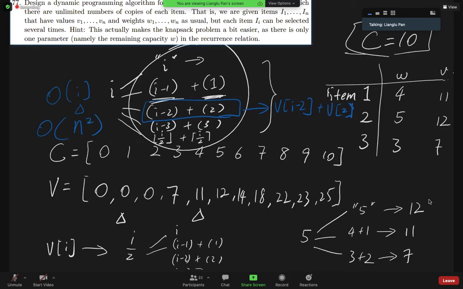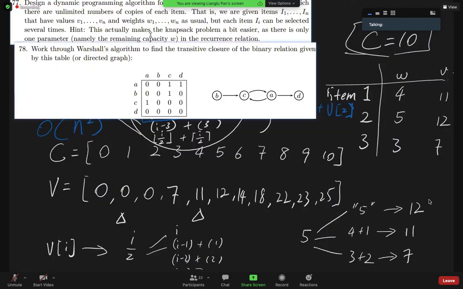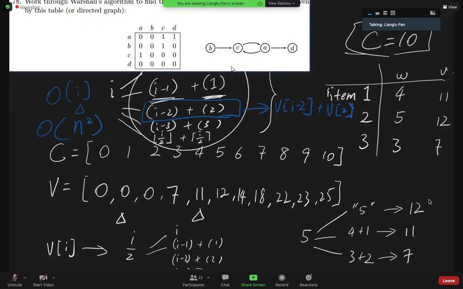So for the last question today about the Warshall algorithm, in this case, we have a graph having only 4 nodes, A, B, C, D, and 4 edges.